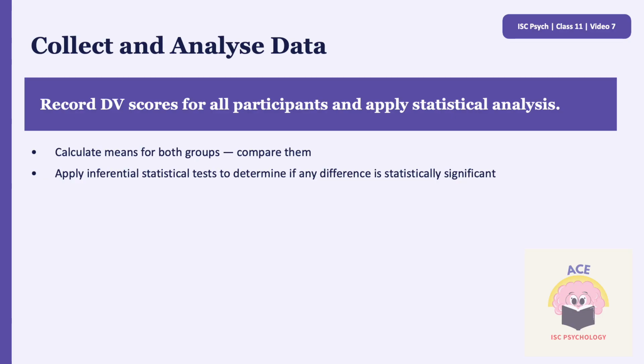In psychology, if you see something like p is less than 0.05, that means less than 5% chance the result is due to chance, typically accepted as significant.